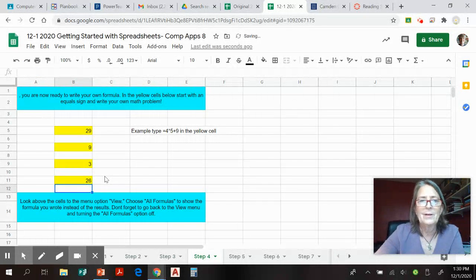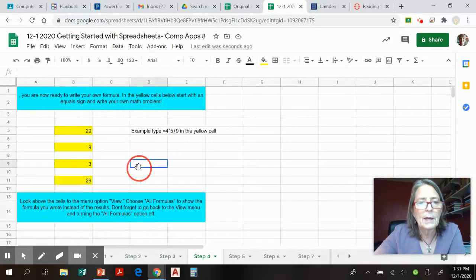And there it is. Okay, so that's how you do step 4. So you're going to use this as an example to do your first one. Don't forget to hit enter once you enter the formula. And then you're going to come up with 3 formulas of your own. Now check this out.